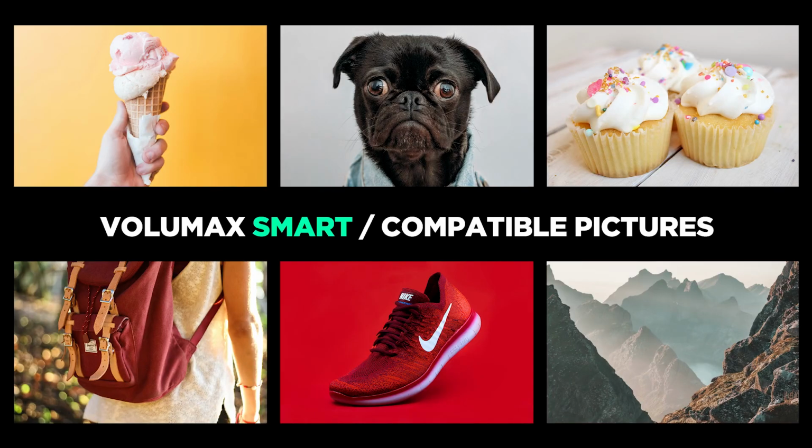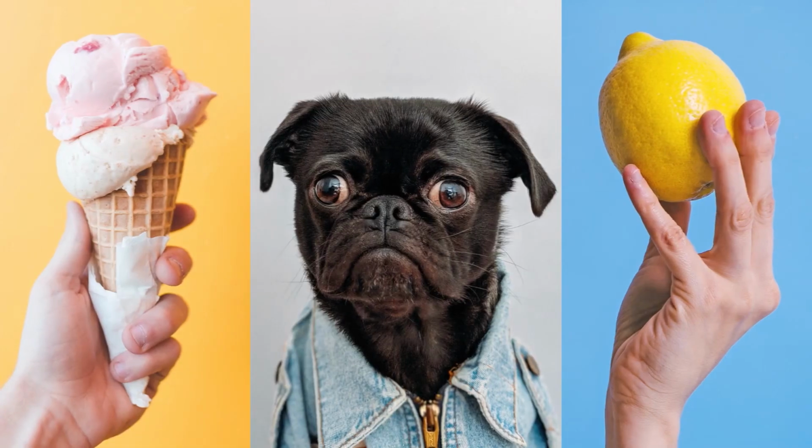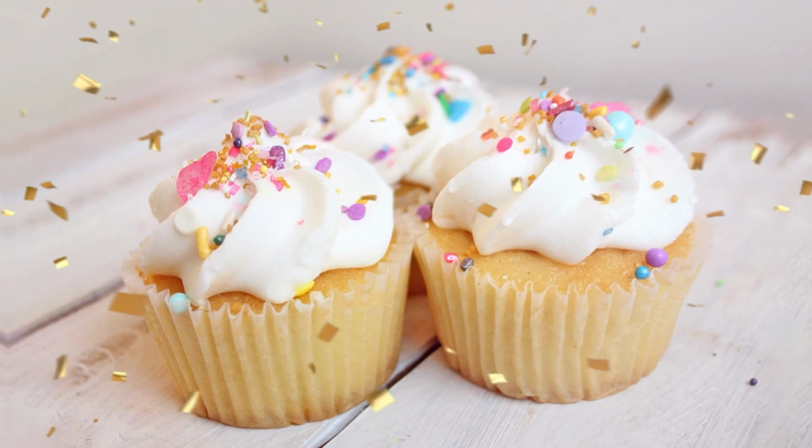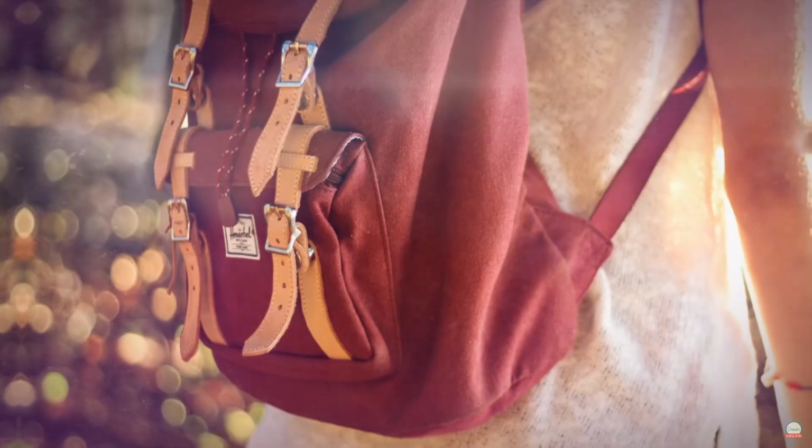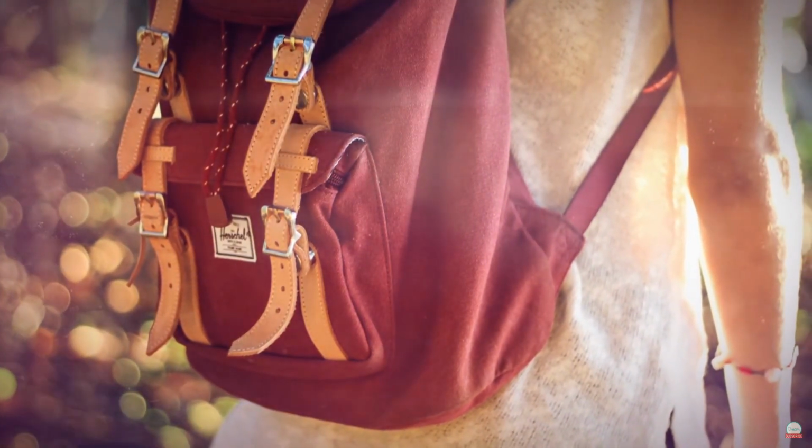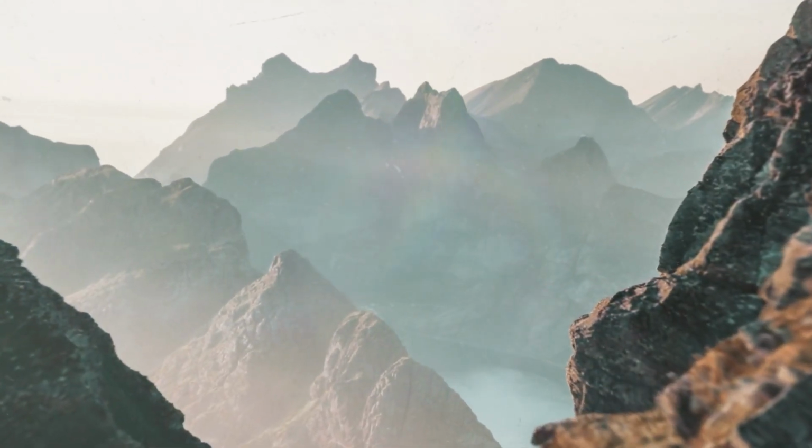Welcome in this tutorial about VoluMax SMART. SMART is the Swiss knife of the 3D animation because you can use it on various subjects like objects, food, animals, or even complex landscapes.